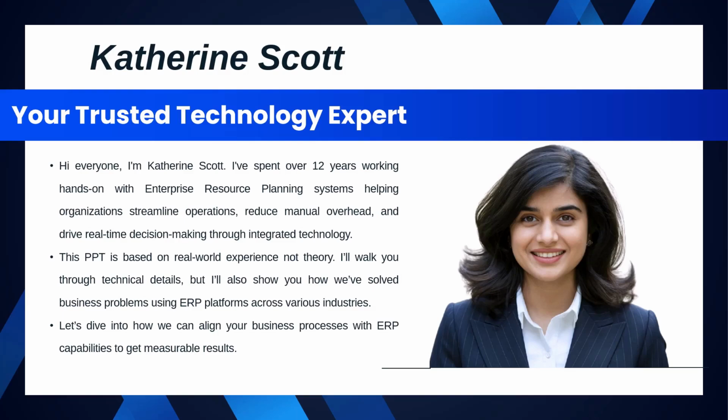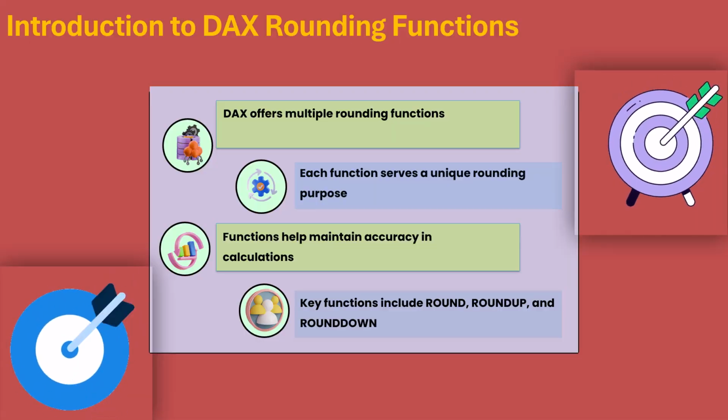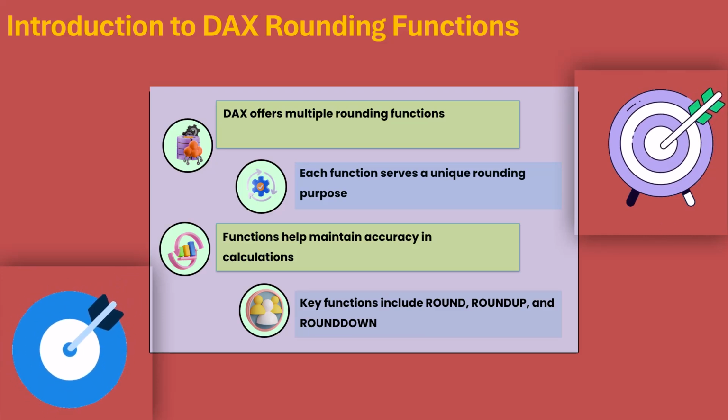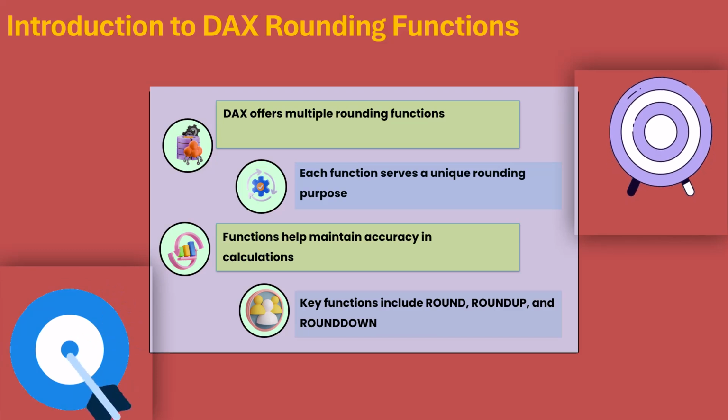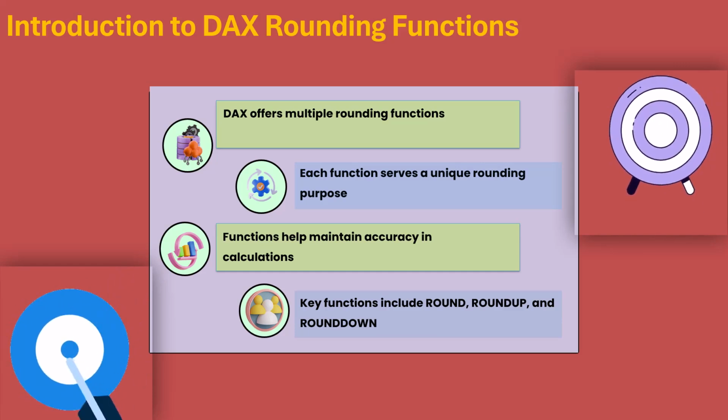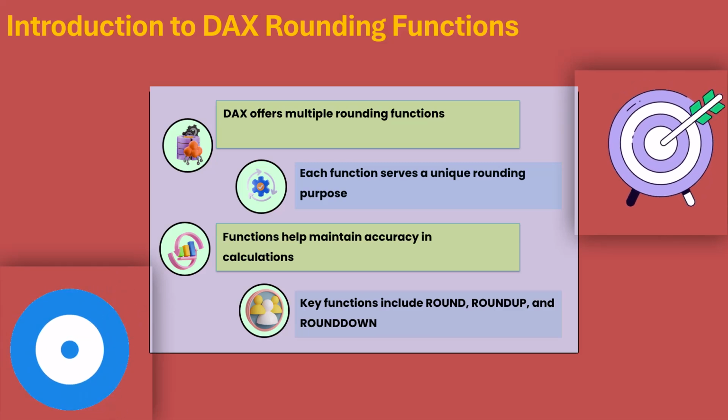Let's dive into the technical magic behind it, because when you understand how it works, you'll see exactly why it's a game changer. DAX, or data analysis expressions, gives us several handy rounding tools. But here's the fun part, each function has its own personality. Some are strict, some are generous, and some are just plain practical. Whether we round numbers up, down, or to the nearest whole, knowing how these functions work ensures our calculations don't mislead us. Think of it as training numbers to follow the rules.